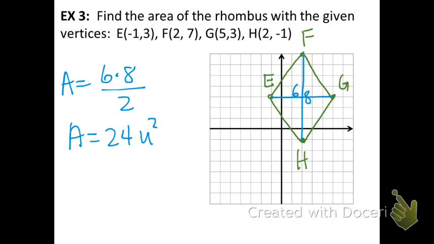If we couldn't count those, if they were not horizontal or vertical, those distances, then we could either use the distance formula to find it, or we could start drawing some right triangles and use the Pythagorean theorem to find them.